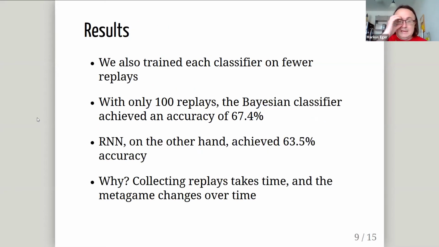So one thing that's also interesting, one of the challenges, is that we had 16,000 replays that we collected over a couple of weeks.